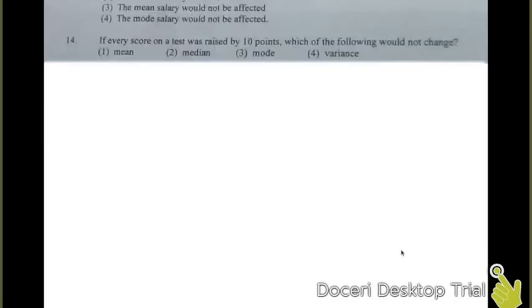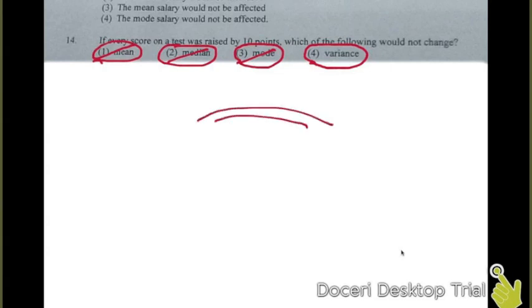Last question here. Every score in a test was raised by 10 points. Which of the following would not change? Well, if you raise everyone's score by 10 points, the average is going to change. So that's not the answer. If you raise everyone's score by 10 points, the median is also going to be 10 points higher. The mode, whichever one shows up the most, is going to be 10 points higher. But the variance, how spread out the data is, is actually going to stay the same. Because that's measuring how far spread out the numbers are.